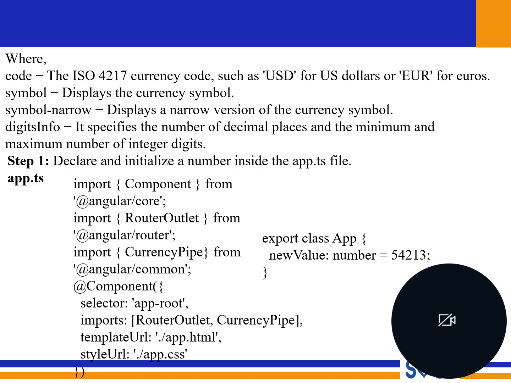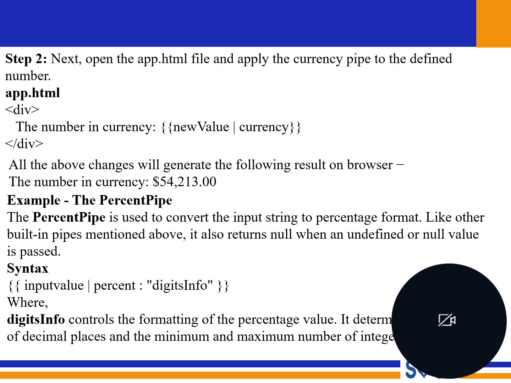So first you give the app.ts. Next you have to give the app.html. So finally you get the output as the currency value. So the next one is the percent pipe. The percent pipe is used to convert the input string to the percentage format. Like the other built-in pipes mentioned above, it also returns null when an undefined or null value is passed. So this is the syntax you have to follow.